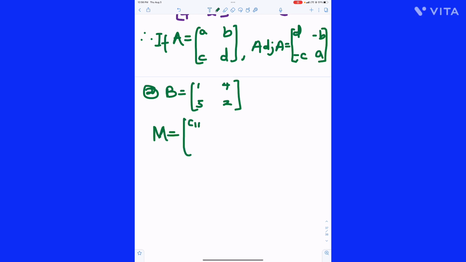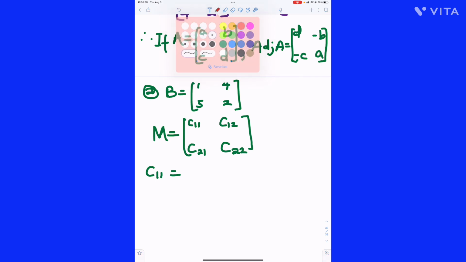The matrix of cofactors will contain the cofactor of the element in the first row, first column, C11. That of the element in the first row, second column, C12. That of the element in the second row, first column, C21. And that of the element in the second row, second column, C22. So let's find C11. To get C11, very easy. I'll just cross that element. This is the element in the first row, first column, 1.